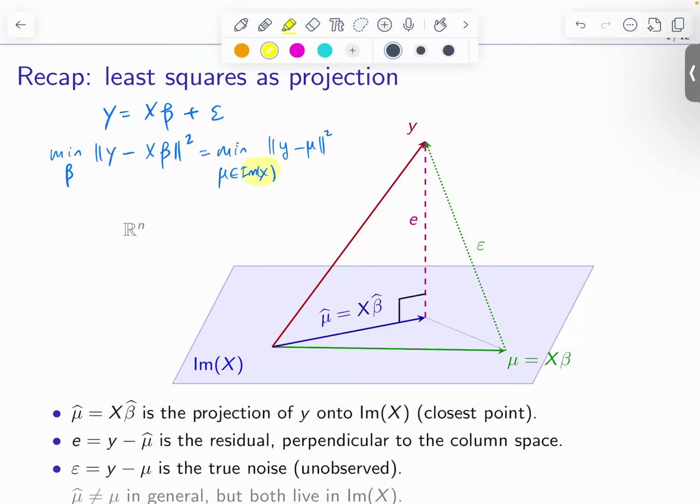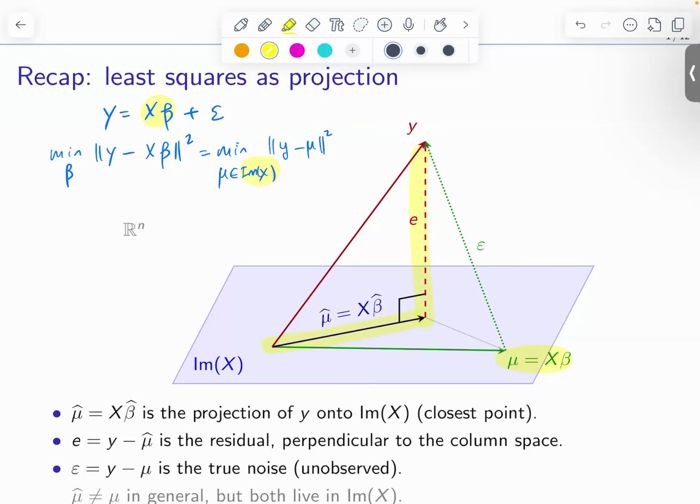And then there's this noise, which we add to get the observation. And because of this noise vector or the error vector, y is outside that subspace. So the best that we can do is project onto the subspace. And because of the error, we're not going to get exactly mu, but we're going to get this mu hat, which is the projection of y onto the image. And what we know is that this error of projection, or residual if you want, is orthogonal to the image.